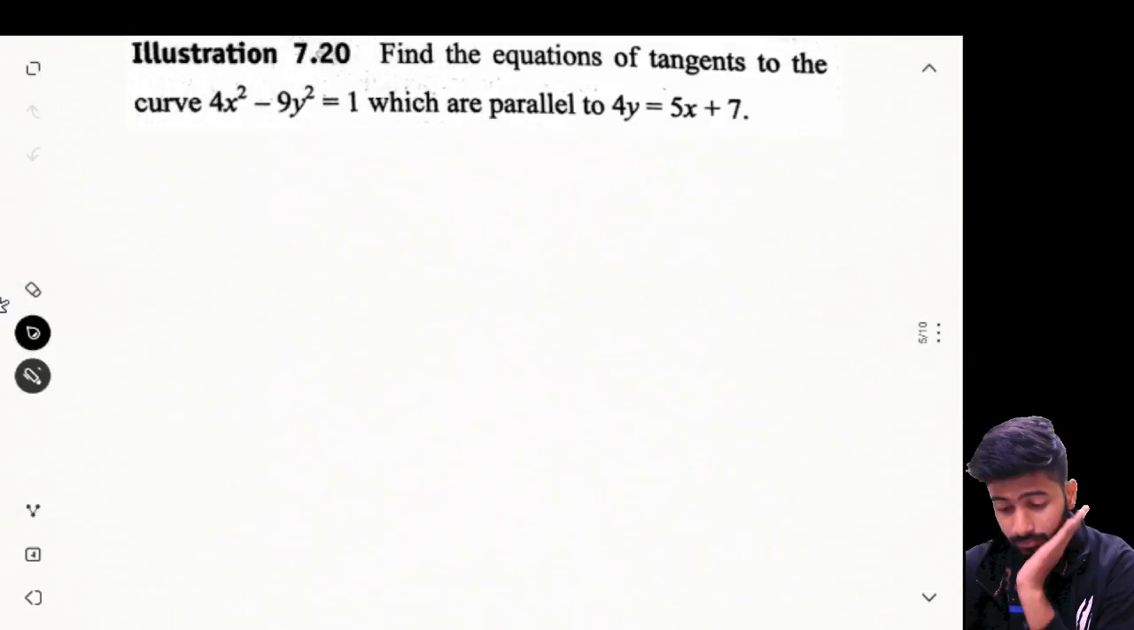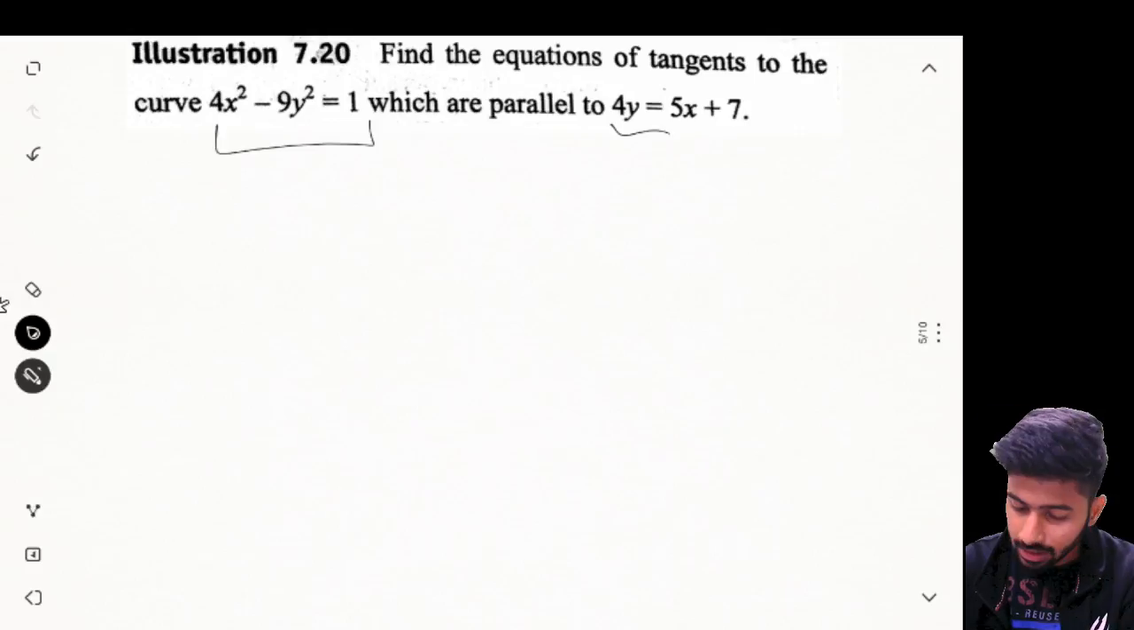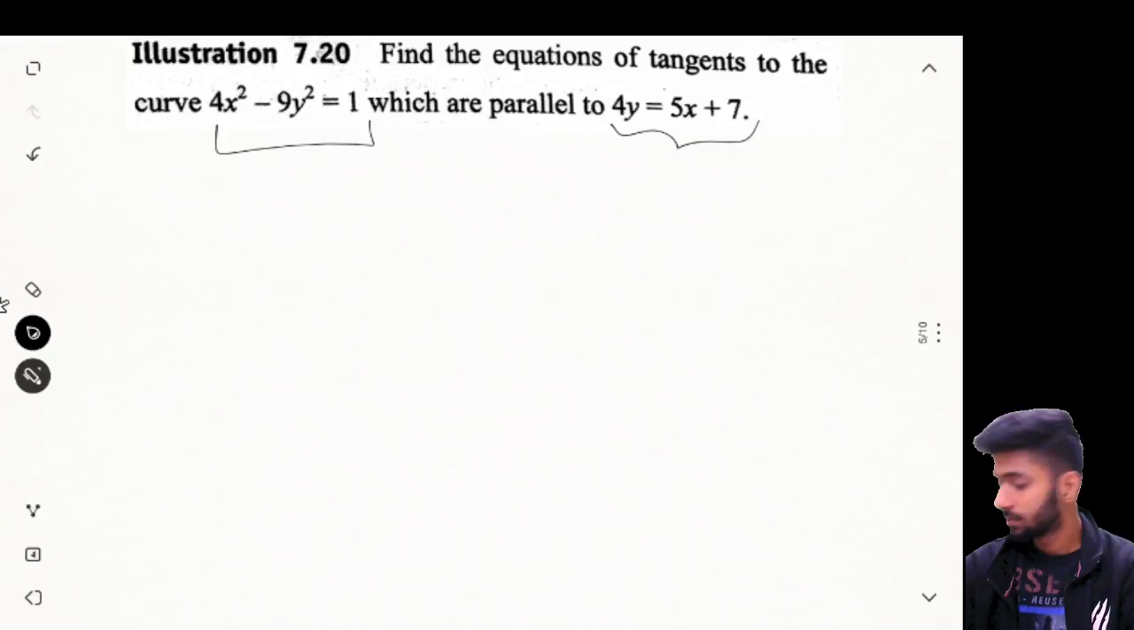Find the equations of the tangent to the curve which are parallel to the straight line. Right.